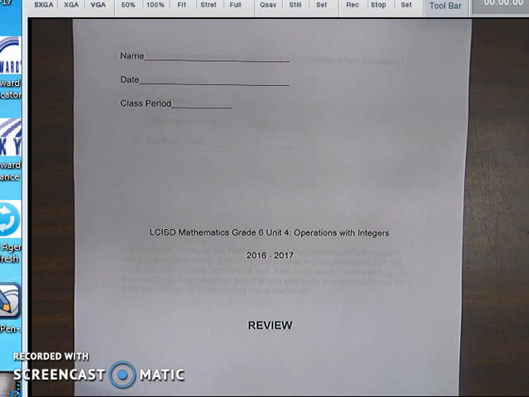Okay, so we're fixing to take our 4th unit test, and it's over operations with integers. You need to make sure that you are studying your comp book, adding, subtracting, multiplying, and dividing with integers. It's actually a very, very easy test. You should do well on it. There is no reason for you to not.